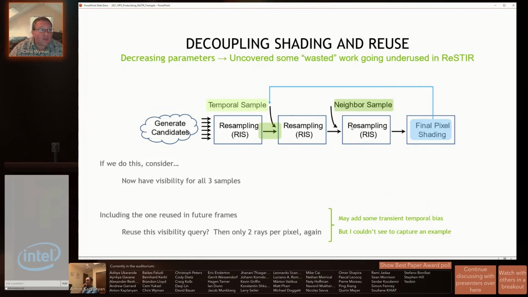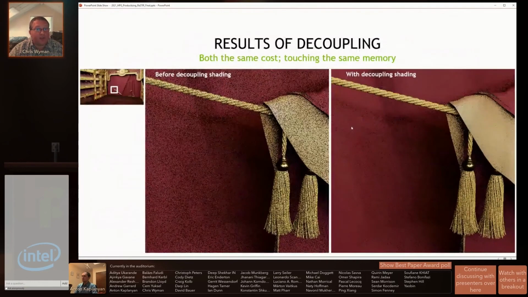Now, this can add some transient temporal bias. I looked really hard, and I couldn't actually see it to capture it in an image or a video, which is promising. But there's a possibility that there's a slight transient bias by doing this.